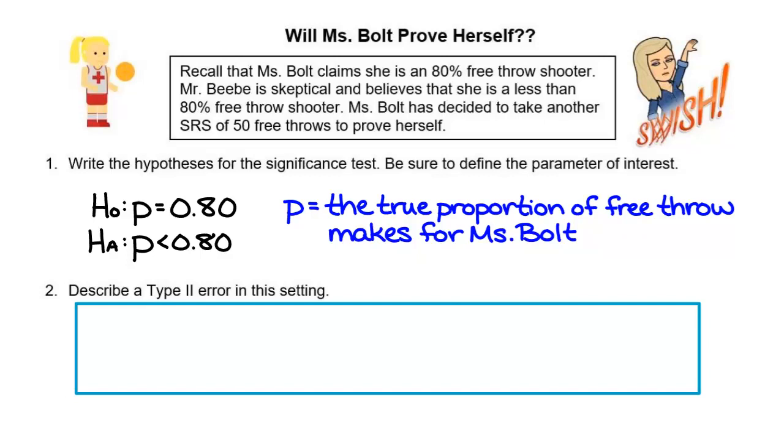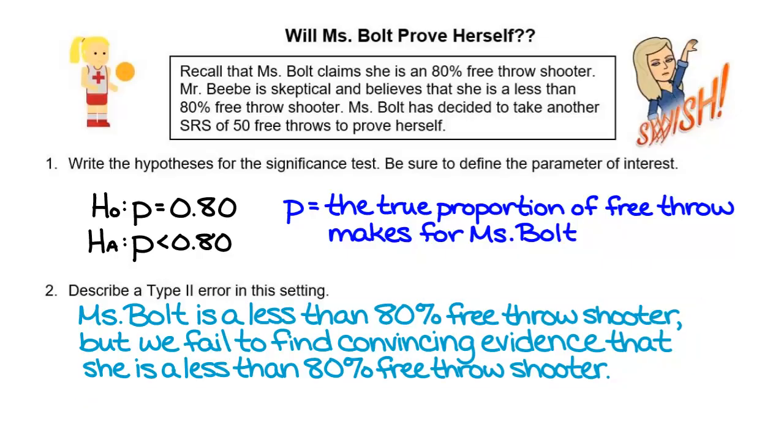Yes, it's where the true proportion of free throw makes for me is actually less than 80%, but we don't find convincing evidence to say that. I'm a less than 80% free throw shooter, but we fail to find convincing evidence that I'm less than an 80% free throw shooter. Thank you.